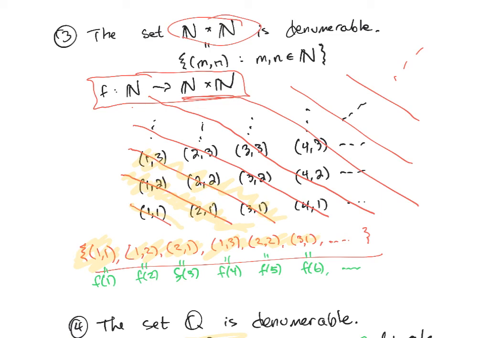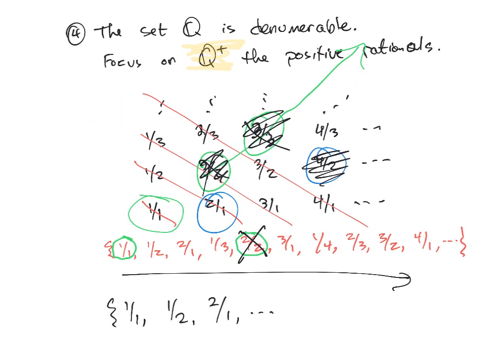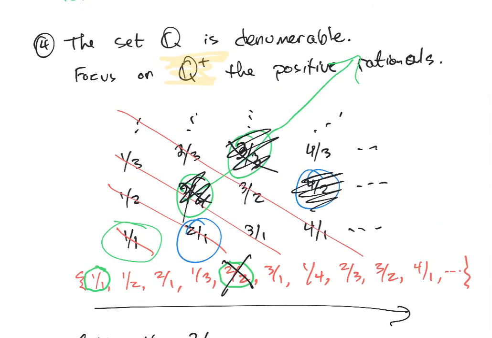Okay, now the next example we did, we want to go from this to the rationals. So I will scroll up to that. Okay, so we said first, let's focus on the positive rationals. And we said we can write them in the same kind of planar setup as before. And then we can use a diagonalization argument. And now we can get every one of these rational numbers in our list.